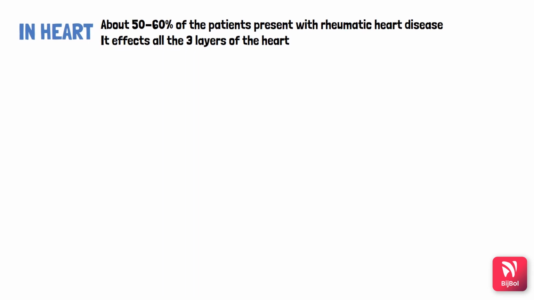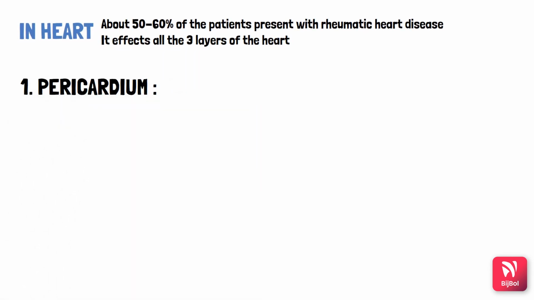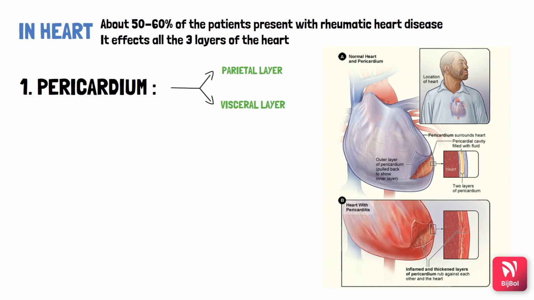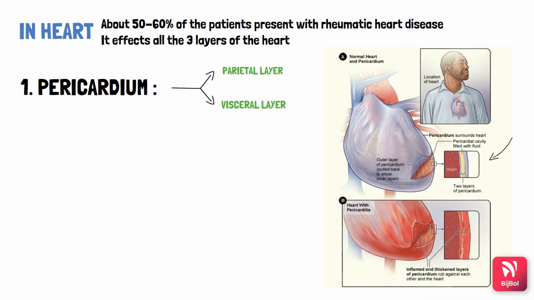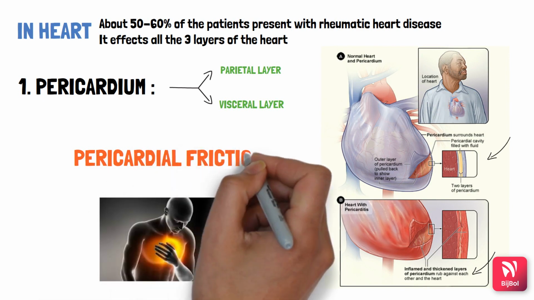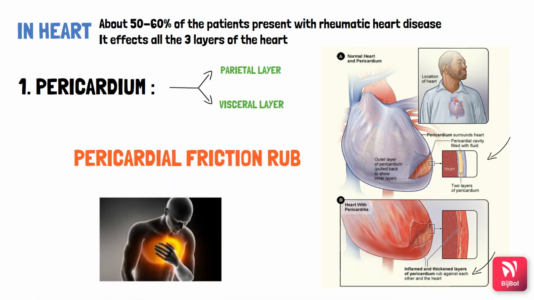Rheumatic heart disease affects all three layers of the heart. First, the pericardium, which has a visceral layer and a parietal layer, and there is pericardial fluid between them. These pericardial layers are inflamed because the epithelium there is inflamed. So whenever there is a systole or contraction of the heart, the visceral and the parietal layer come close together and touch each other, resulting in an intense amount of chest pain. This is called the pericardial friction rub.